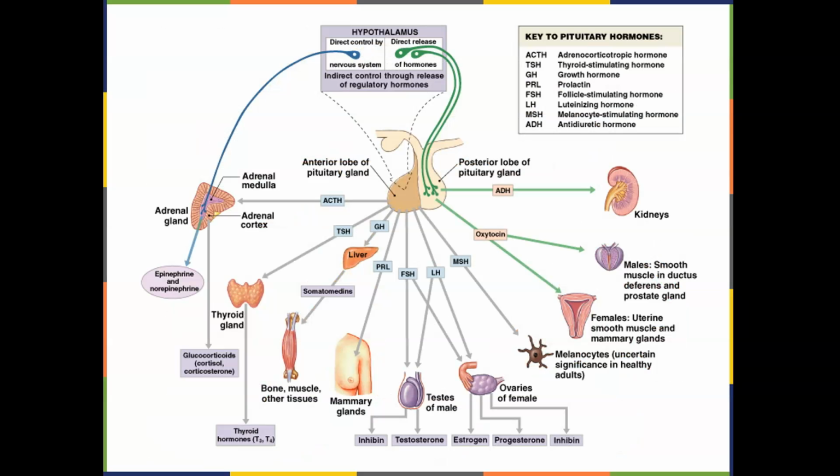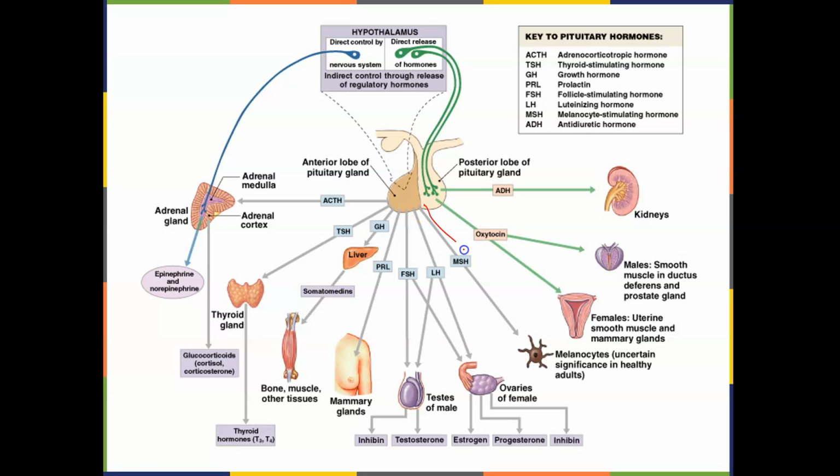So here are some targets for the hypothalamus: the adrenal glands, the thyroid, bone and muscle, mammary glands, reproductive organs, melanocytes, and the kidneys. You should probably know some of what's going on here. You don't necessarily need to know all the names of the hormones, but it's a good thing to know that the anterior and posterior pituitary are targeting these specific sets of organs.